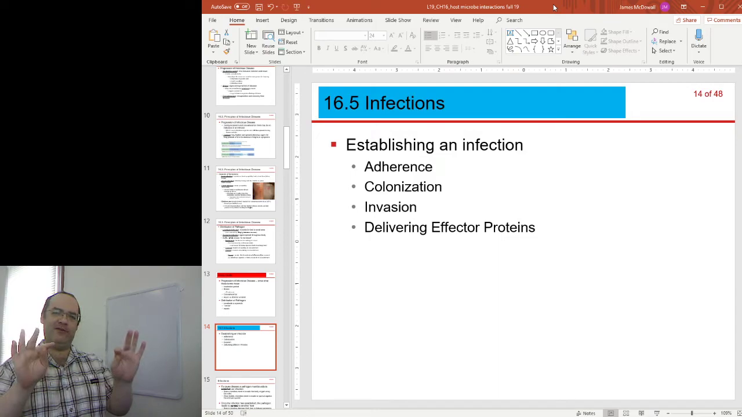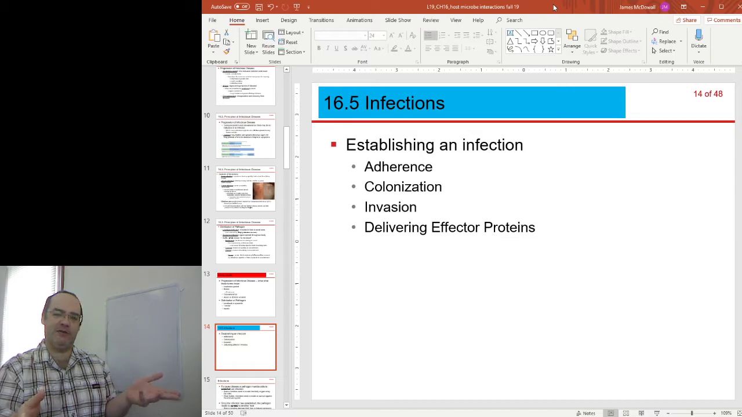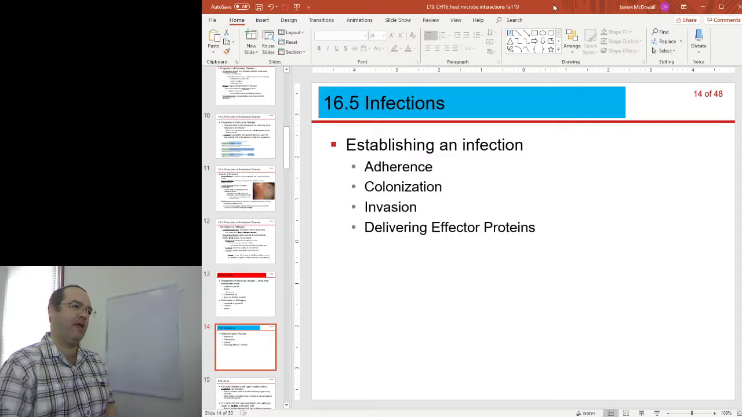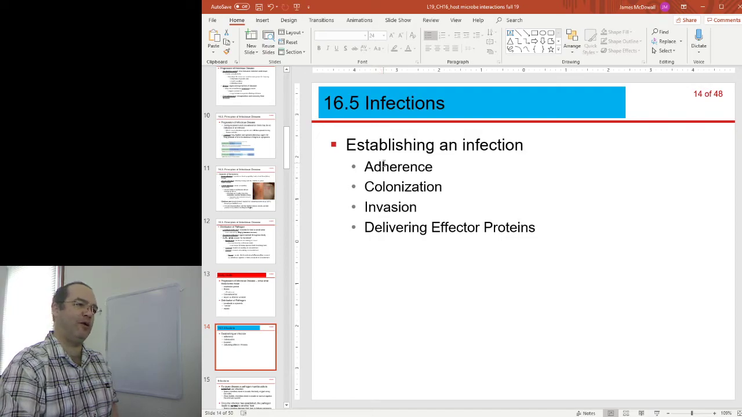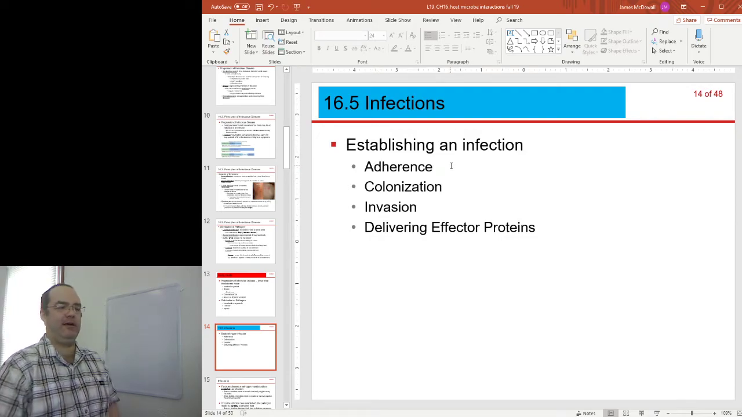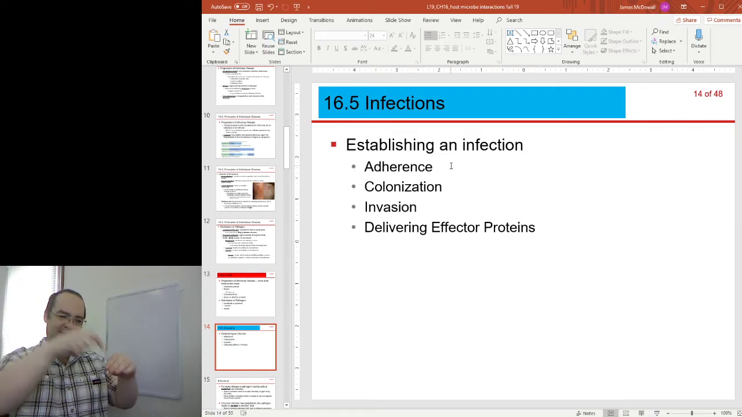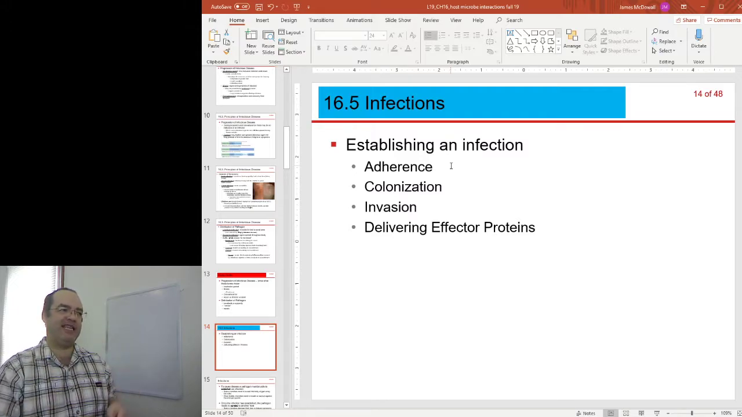There's a lot of similarities between how a virus gets into your cells and steals resources and makes copies of itself, to how a bacteria gets into your body, steals your resources, and makes copies of itself. Both of those processes start with adherence. So viruses had to stick to cells. Bacteria, they have to stick to cells too.